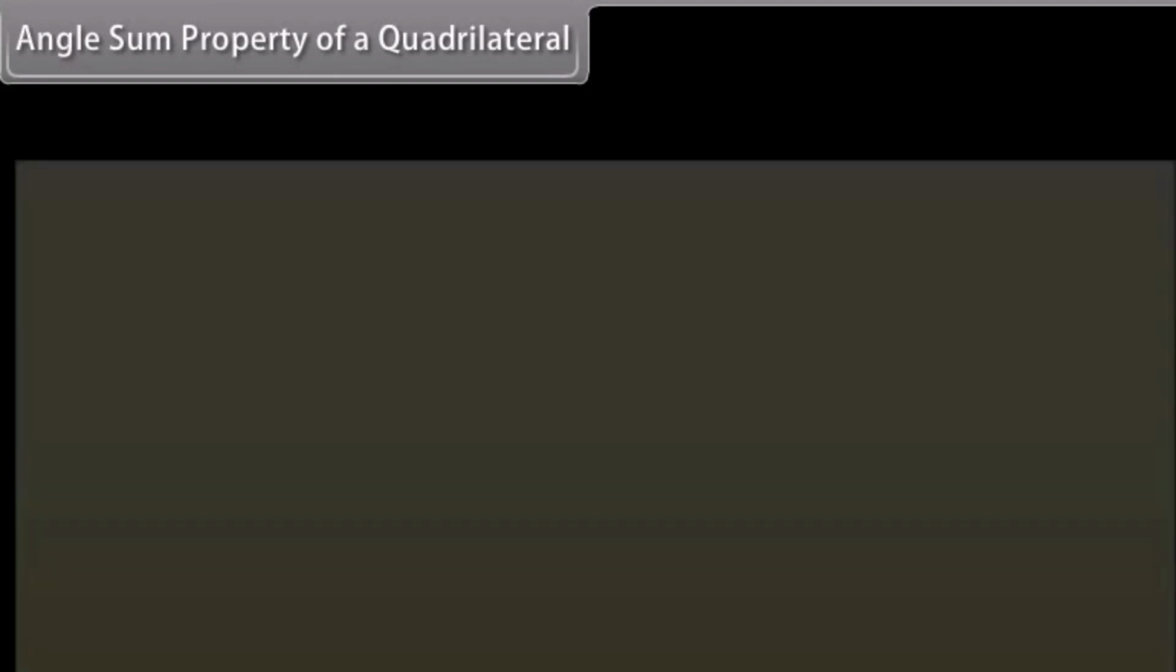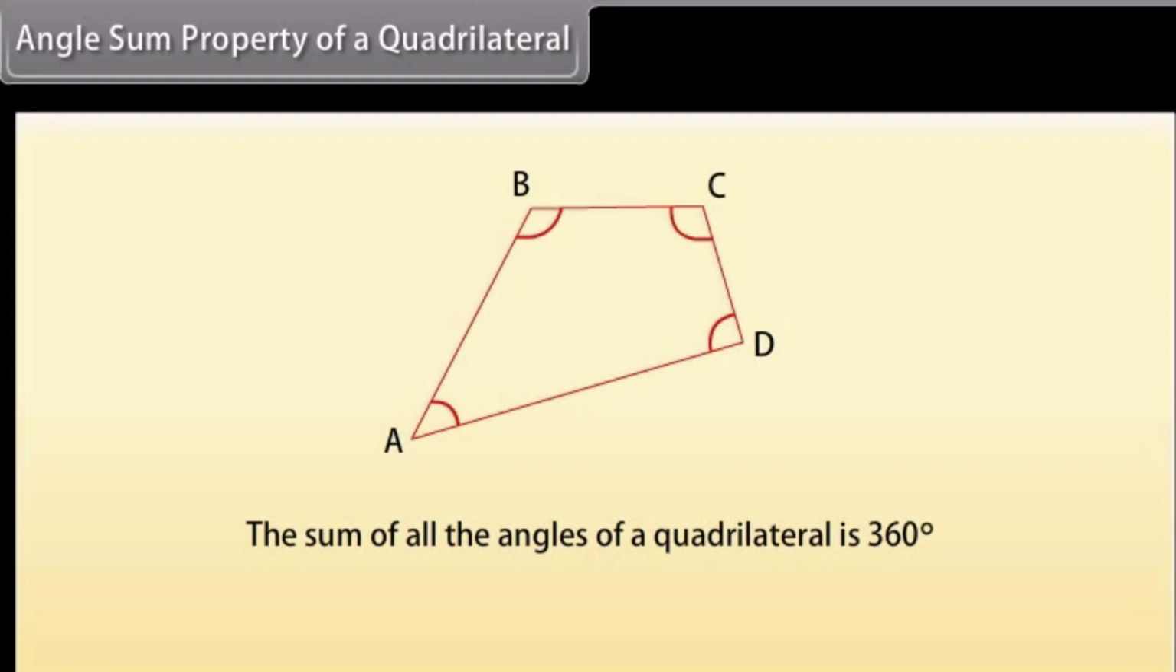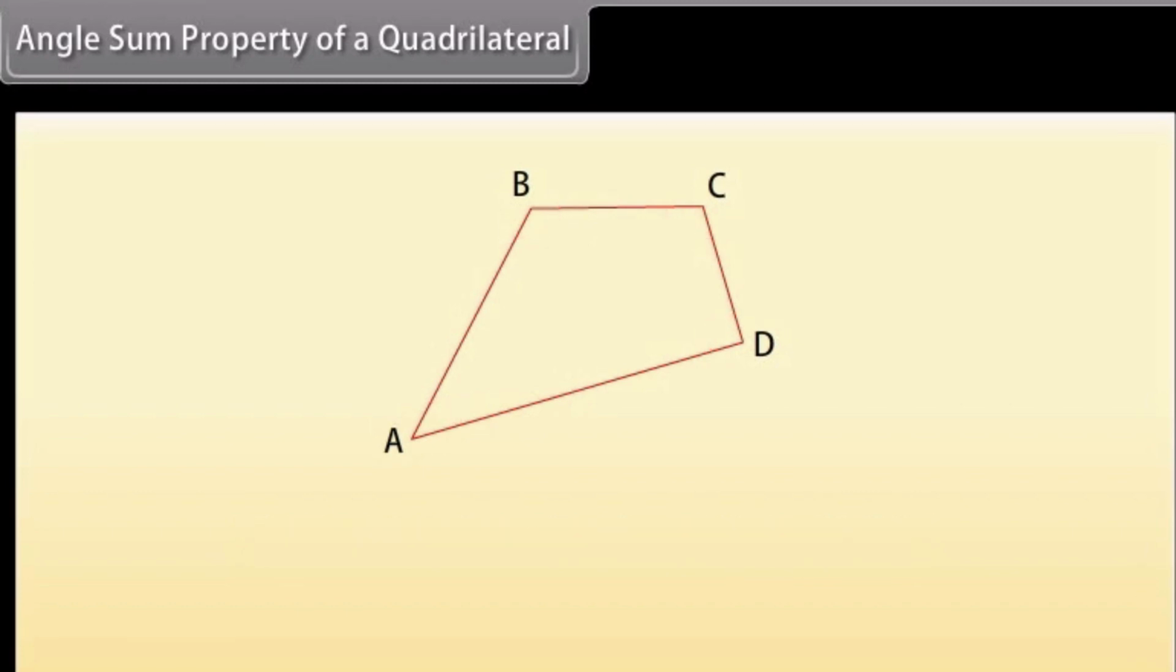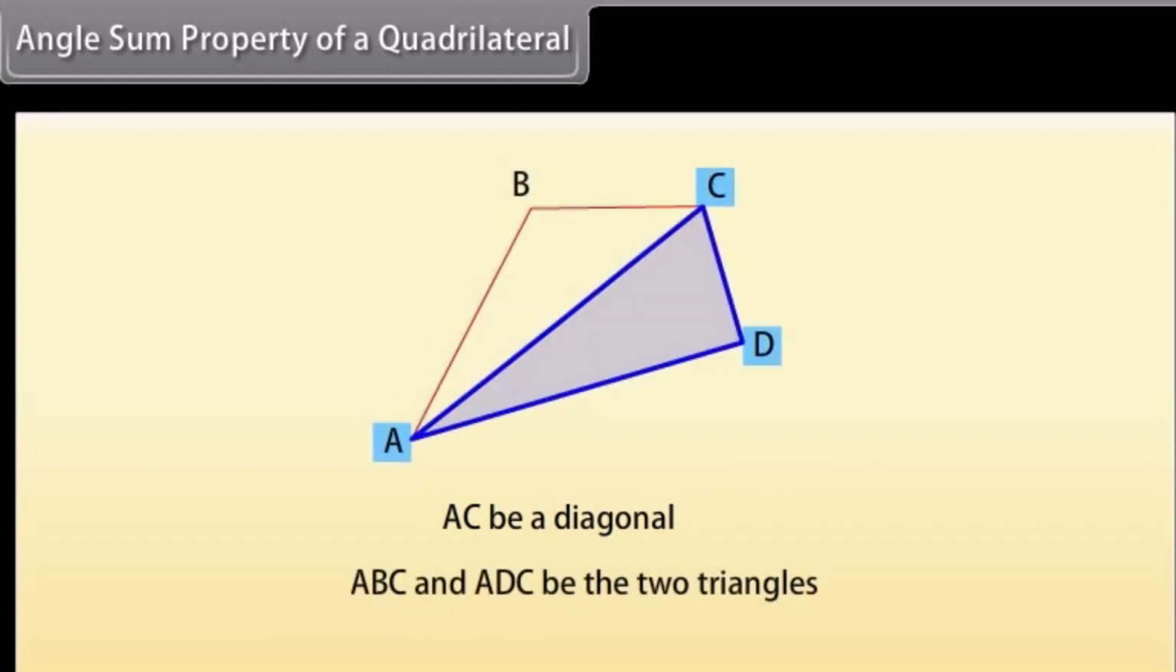Angle sum property of a quadrilateral. The sum of all the angles of a quadrilateral is 360 degrees. This is called the angle sum property of a quadrilateral. To find the sum, let's divide this quadrilateral into 2 triangles by drawing a diagonal. Let AC be a diagonal and ABC and ADC be the 2 triangles.